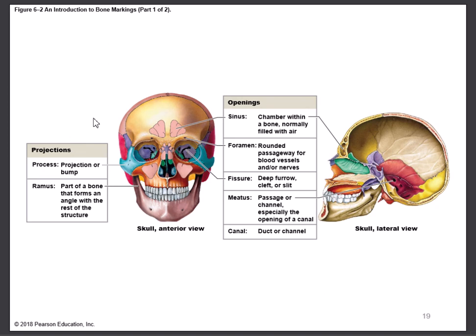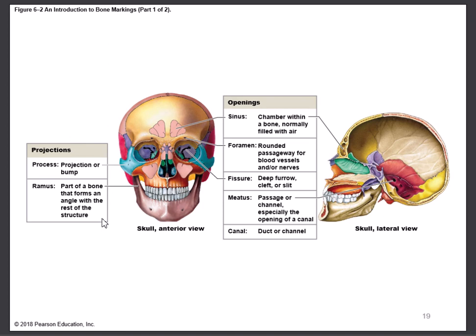There are two types of projections. The first one is known as a process. This is just a projection or a bump. As an example, as you study the bones of the skull in subsequent chapters, there happens to be the zygomatic bone. You don't have to know the names of these right now, but this is the zygomatic bone, and there's a projection going backwards this way towards the temporal bone. That would be the temporal process.